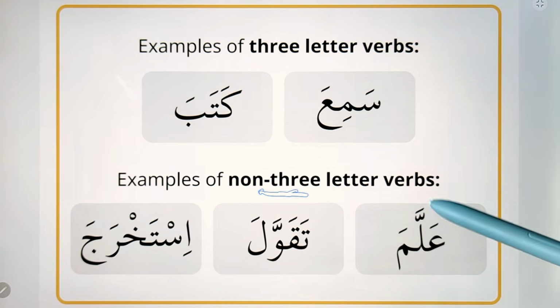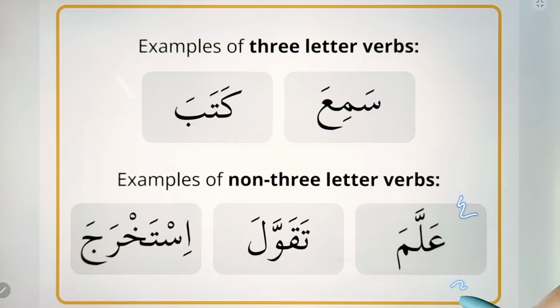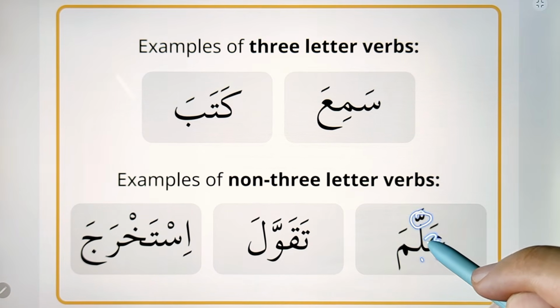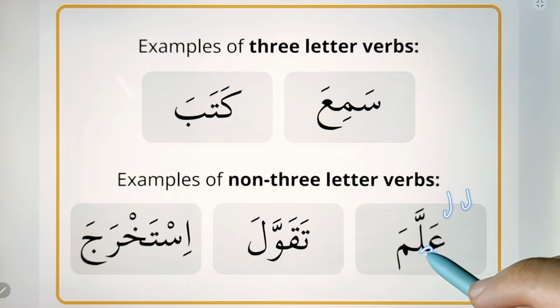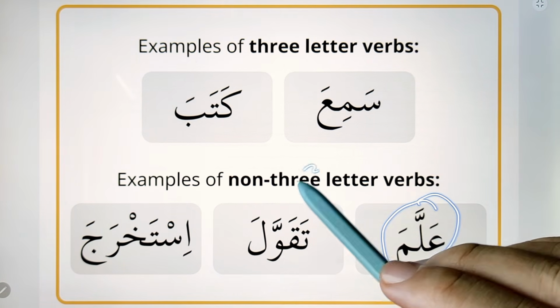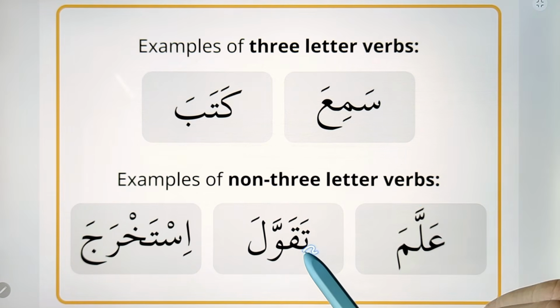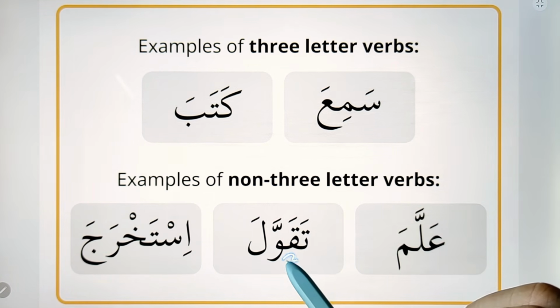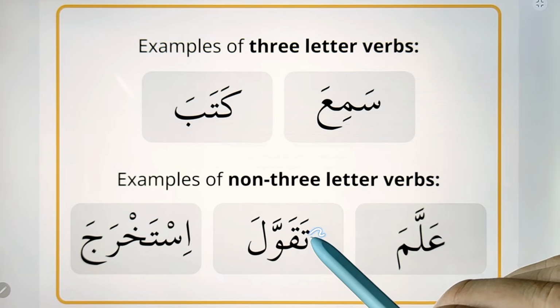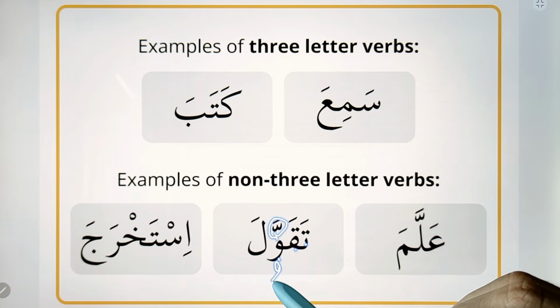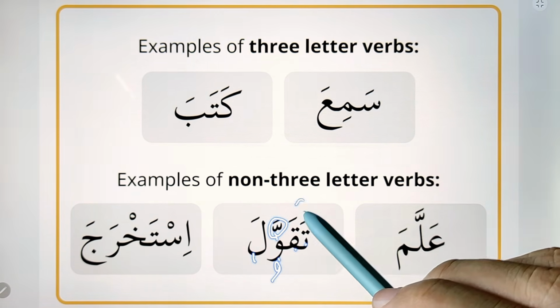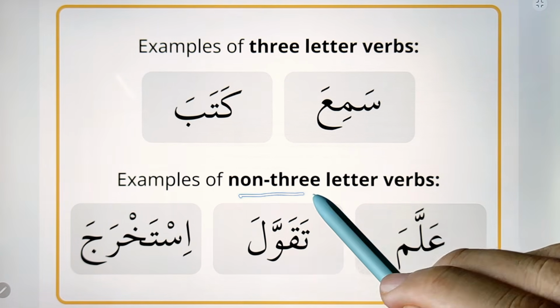While the non-3-letter verbs can be 4 letters like allama: ayn, lam, lam, mim, because lam has a shadda and a shadda counts as 1 letter. So it's actually 2 lams, and mim, so that's 4 letters. Since it's 4 letters, it's non-3-letter, or fi'l ghayr thulathi. Same here with taqawwala. Taqawwala means he fabricated a speech. Here is ta, qa, wa with a shadda again, so it's 2 waws, and lam, so that's a 5-letter verb. So that's also fi'l ghayr thulathi.